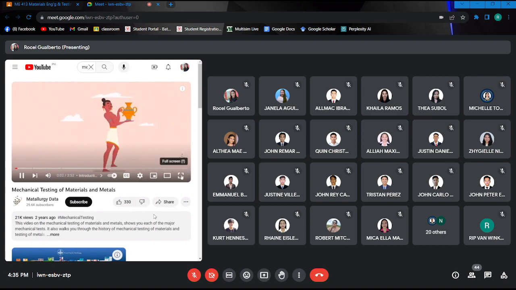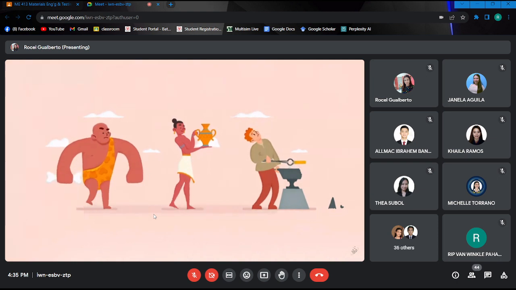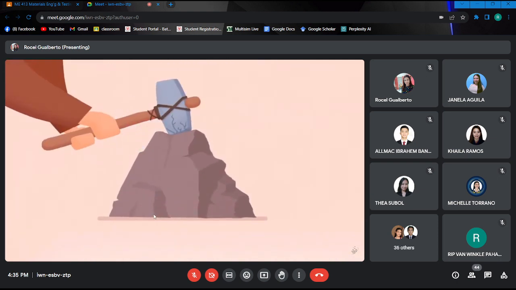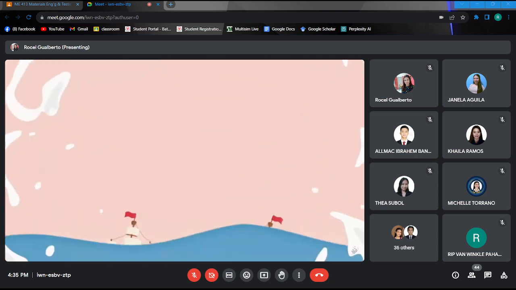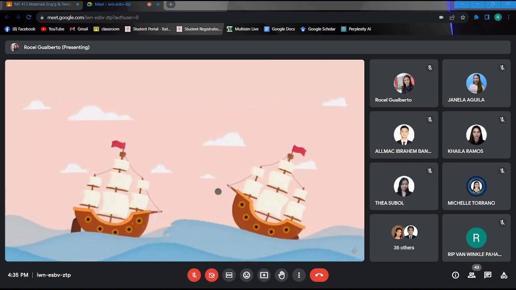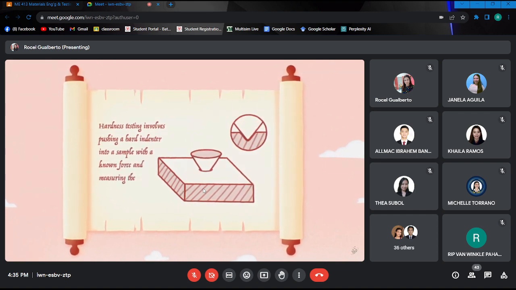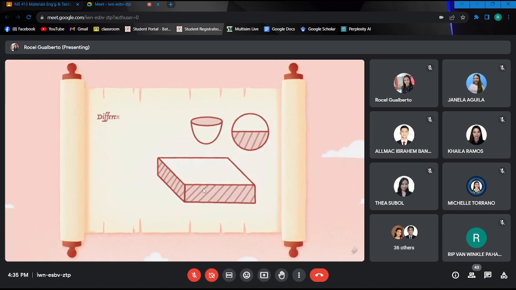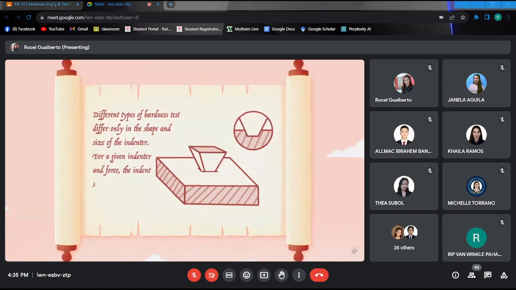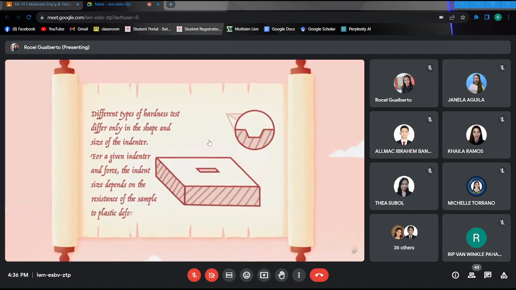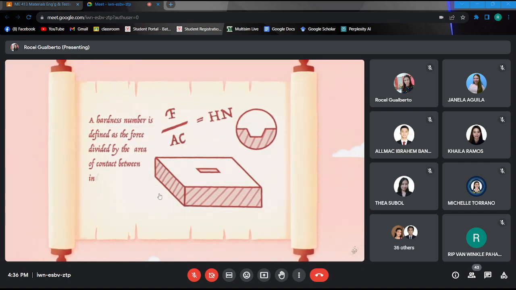from the Stone Age to the Bronze Age, and from the Bronze Age to the Iron Age. The importance of materials has been recognized throughout history. One important attribute of materials is their strength characteristics, and through time, there have been many different tools for measuring the strength of materials. The oldest is the common hardness test, dating back to 1722. Hardness testing involves pushing a hard indenter into a sample with a known force and measuring the size of the residual indent. Different types of hardness test differ only in the shape and size of the indenter. For a given indenter and force, the indent size depends on the resistance of the sample to plastic deformation. A hardness number is defined as the force divided by the area of contact between indenter and specimen.